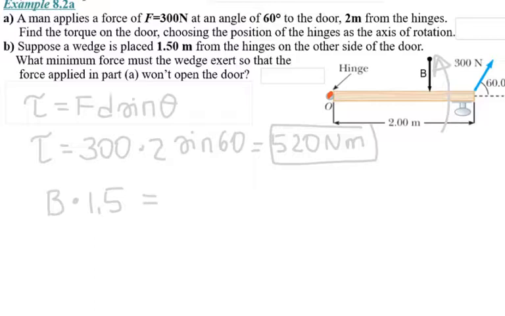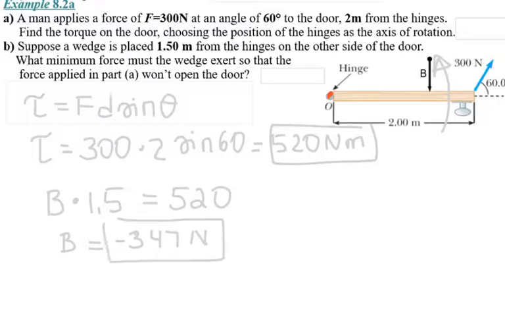It must be equal to exactly the same torque that the other person is applying. So that is 520 newton meters. And so from here, I see that B is equal to negative, and this has to be in the negative direction, so it's negative 347 newtons, the force that needs to be applied. The angle was 90 degrees, so I didn't have to worry about the angle. Sine of 90 is 1.